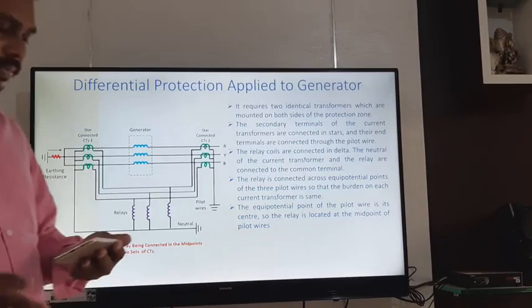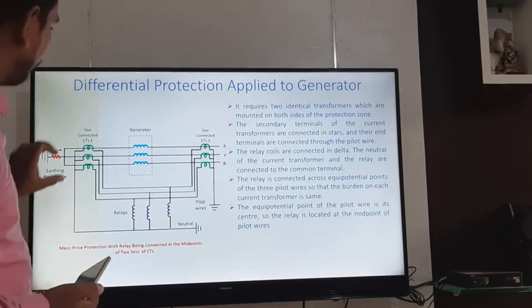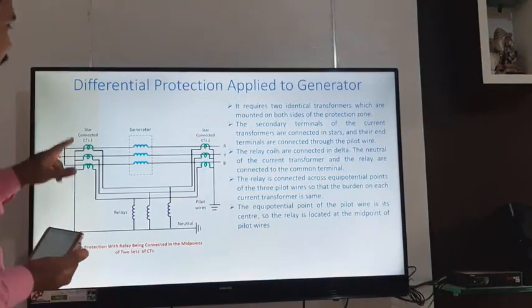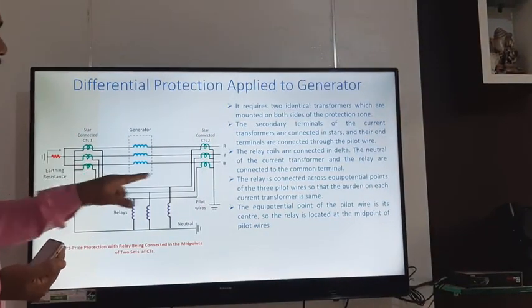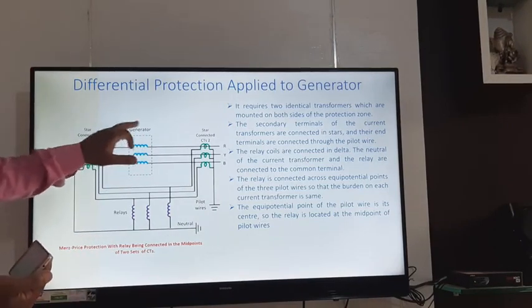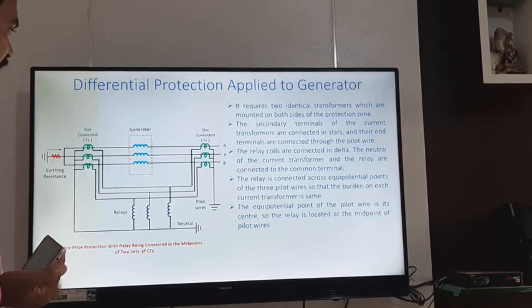Now this is the differential protection applied to a generator. This is the basic circuit of differential protection of the generator. If we see, this is CT1 and this is CT2, both connected in star. This is the three-phase generator stator winding, so we are protecting the three-phase generator stator winding.